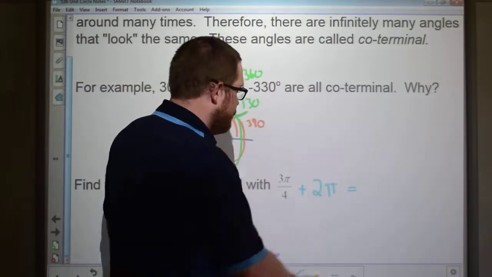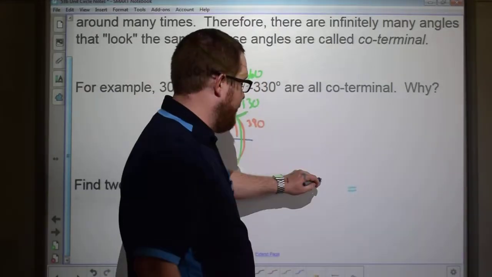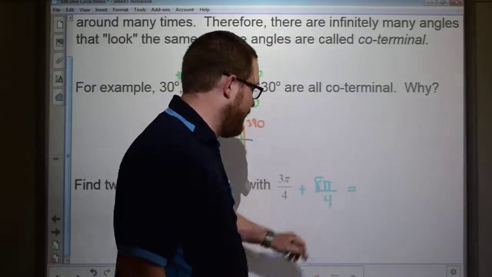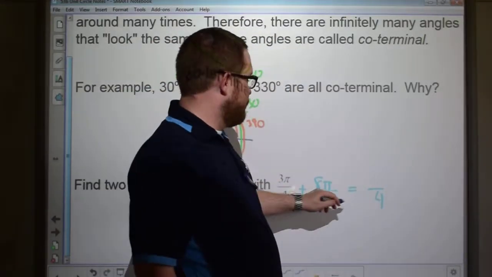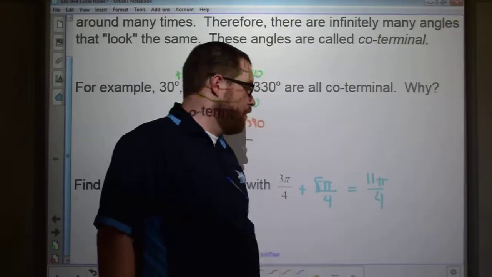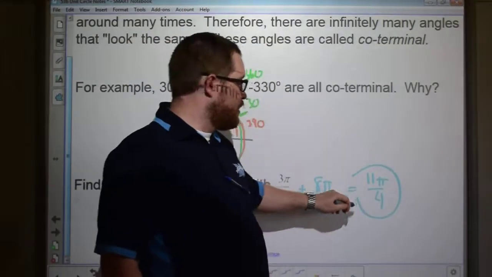Okay? Instead of using 2 pi, I'm going to use 8 pi over 4, which is the same thing as 2 pi. Now they have common denominators, so I can go over 4. 8 pi plus 3 pi is 11 pi over 4. So that's one angle that's coterminal.